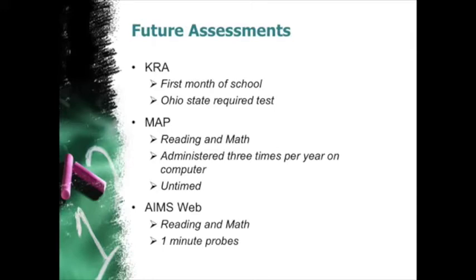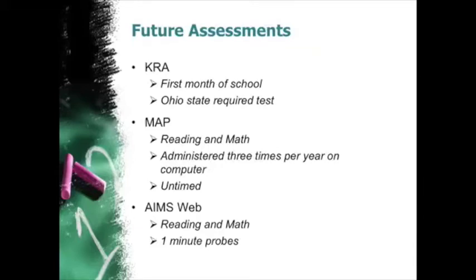There are additional assessments that your child will take in the near future once school begins. The first one that I need to tell you about is the KRA. This is an Ohio state required test for all students entering kindergarten. It is the Kindergarten Readiness Assessment, and it is administered by your child's teacher during the first month of school. Typically, the score for this test is revealed to you during our fall conferences in November, but it's a score that will need to go to the state by the end of October.